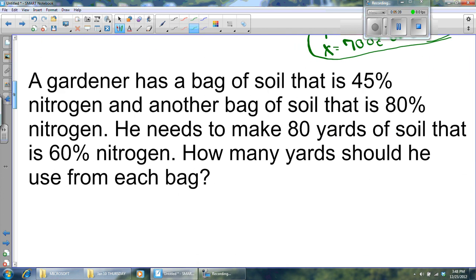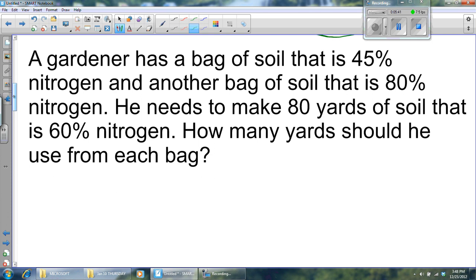This time a gardener has a bag of soil that is 45% nitrogen and another bag of soil that is 80% nitrogen. He needs to make 80 yards of a soil that is 60% nitrogen. So you're going to mix them together. Well, first, let's let x equal the yards of 45%, and then y is going to be the yards of the 80%.